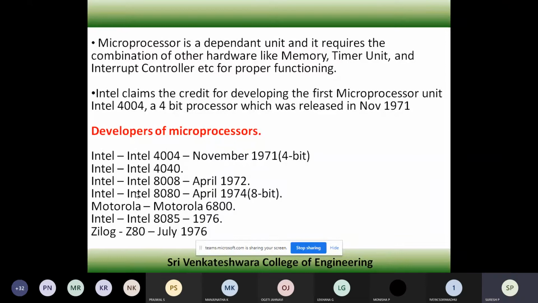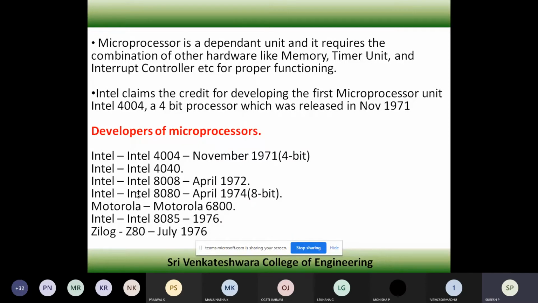The next is Motorola. Motorola 6800 came into existence. Next, Intel released the 8085, which came into existence in 1976. After the 8085, Zilog released the Z80, which came in July 1976. After that came the 8086. Then 80186 came, 80286 came, 80386 came, 80486 came.